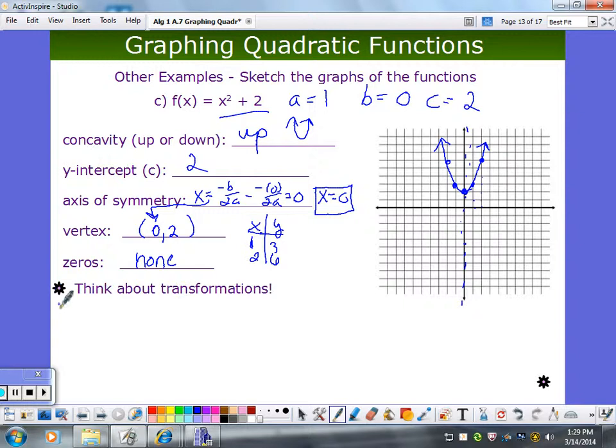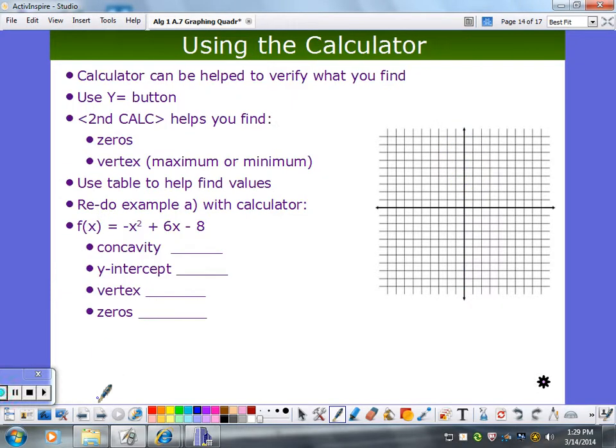And again, think about transformations. If you're starting with x squared, that's meant to touch here, it's not a good drawing. x squared plus 2 means what? Move it up 2. So if you have an idea of all these different ways to graph, you get a sense of what they look like even before you go into this. You're just learning, so it'll take a while.